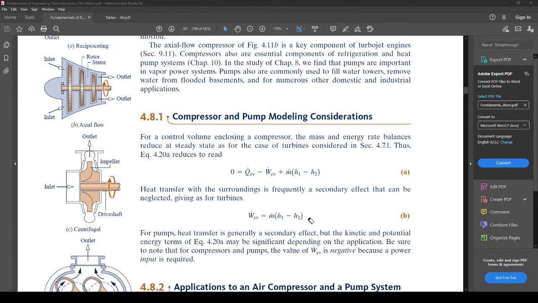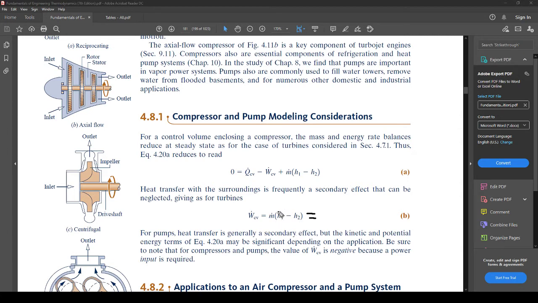So then we have here heat transfer is neglected, and then we have the following, which is the work. The control volume work is equal to m dot times (h1 minus h2). So it's the exact same thing as the turbine, except when you do this, you will get a negative number because h1 will be less than h2.